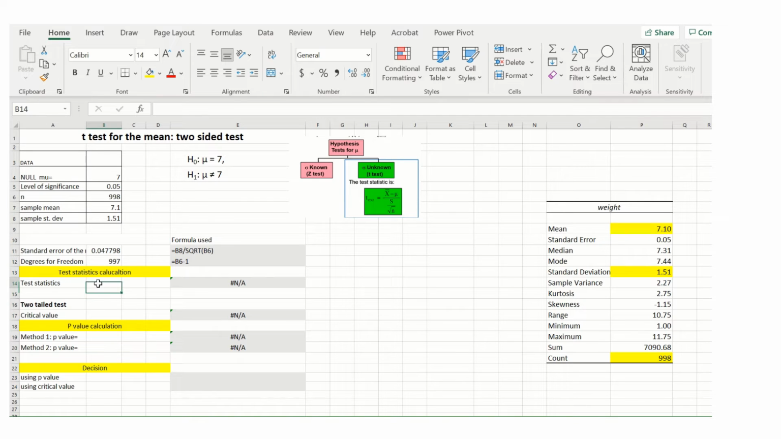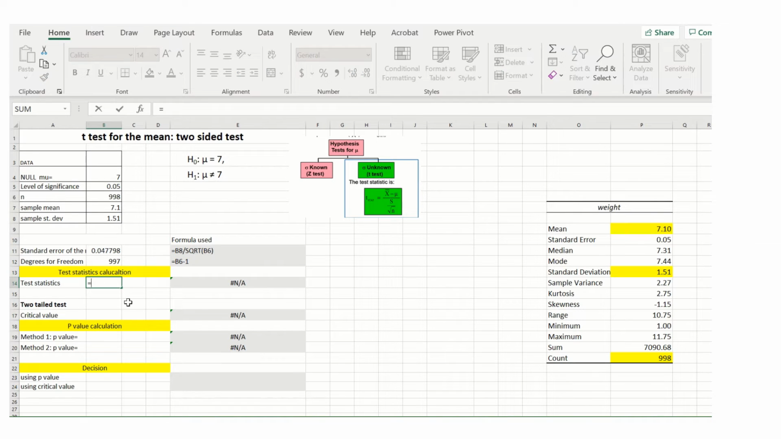Now, let's calculate the test statistics. The formula is given in here. Test statistics, pretty much what we do, we look at the distance between the sample mean and the predicted value, and divide by the standard error of the sample mean. Pretty much we standardize it.